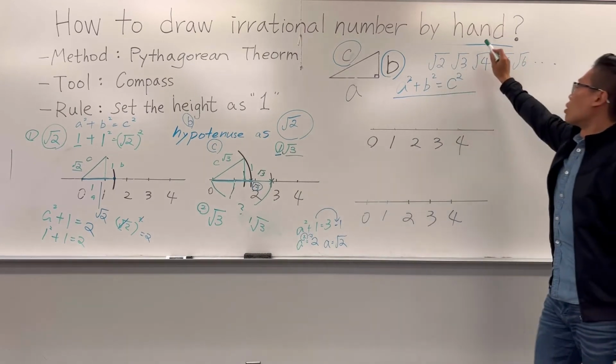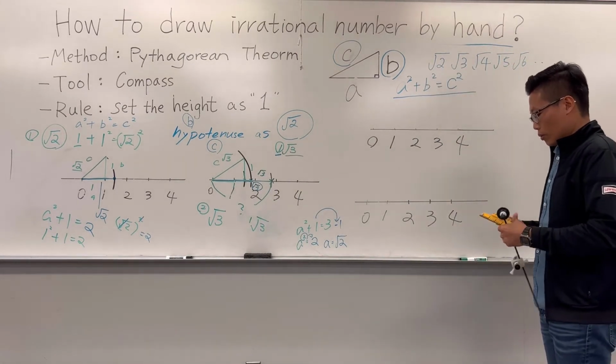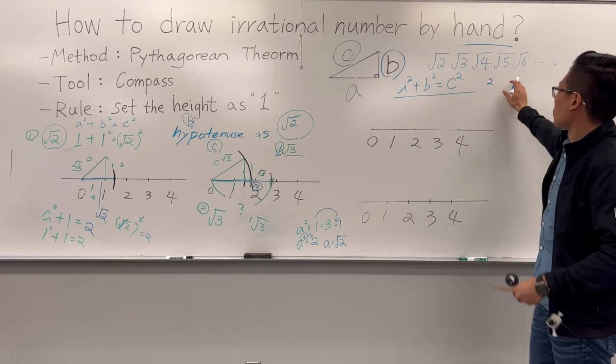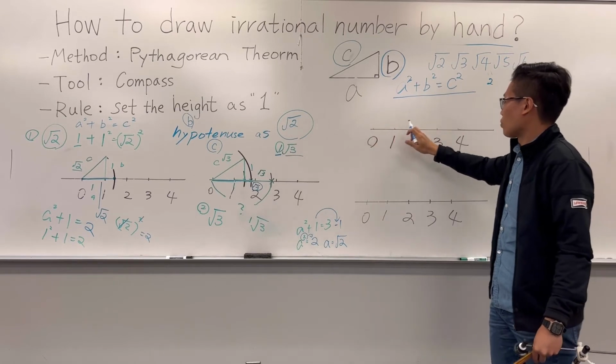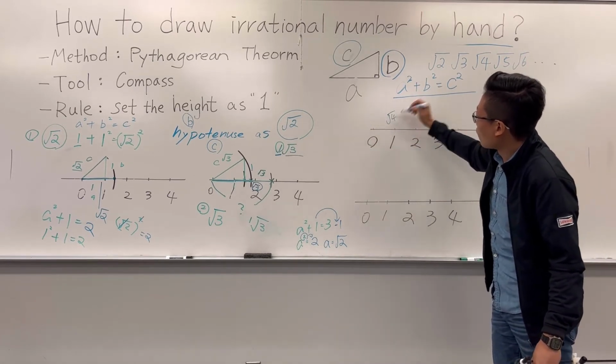The square root of 4 is what? That is 2, right? So I'm not going to draw this, because the line is from 0 to 2. That's the square root of 4.